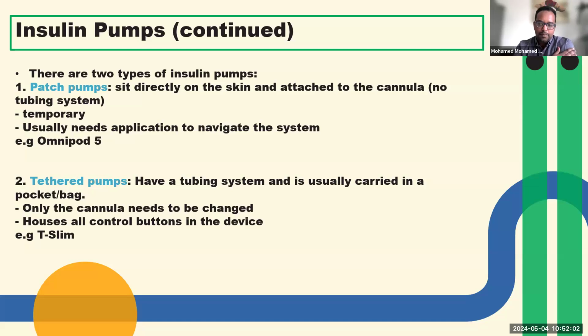The tethered pumps have a body and a tubing system, a tube that gives you the insulin. All you change is the cannula, but the pump is permanent.